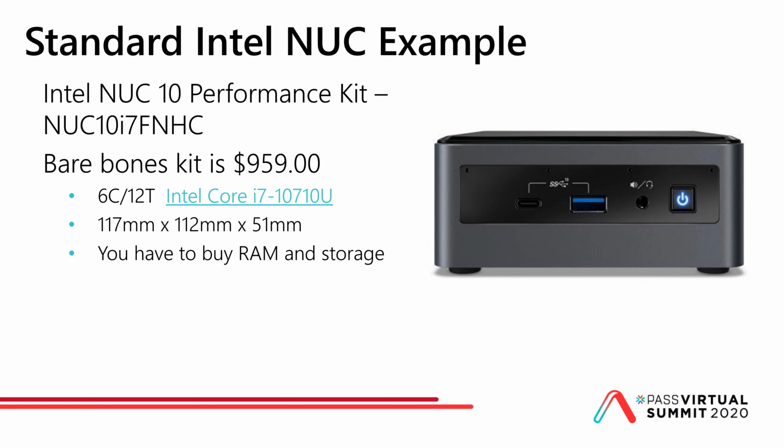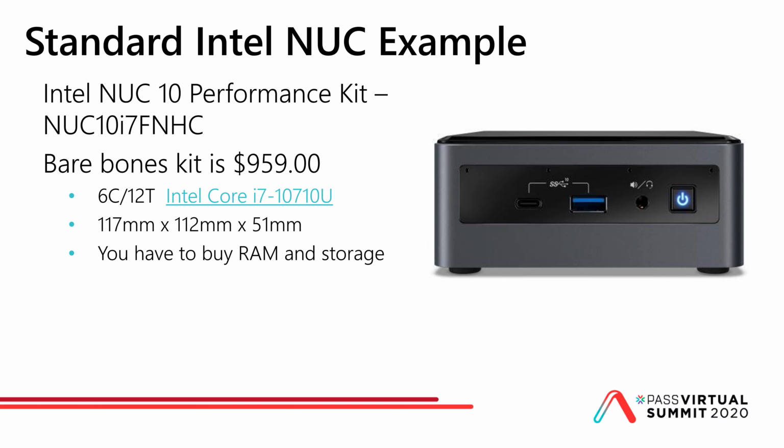So here's some more details about that. A standard Intel NUC might look like this. And this is the model number that we're talking about right here. And the bare bones kit for this is $959. And what you get with that is essentially that box, and then the CPU is soldered onto the motherboard, and you've got to supply your own memory and storage.